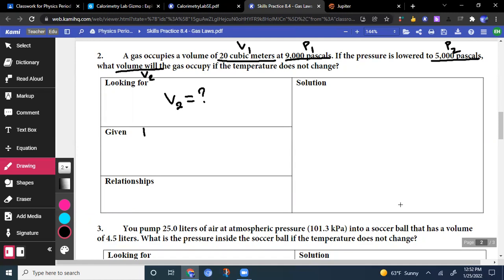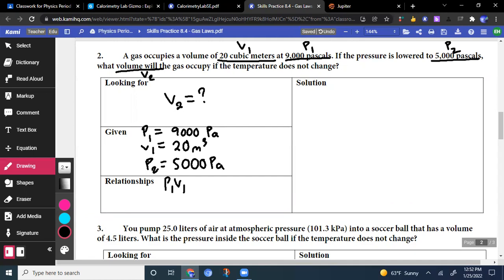V2 is the question. We are given P1, V1, and P2. P1 is 9,000 pascals. Pa is the abbreviation for pascals. V1 is 20 cubic meters, which would be abbreviated with meters cubed. And then the pressure reduces to 5,000 pascals. Write down our equation.